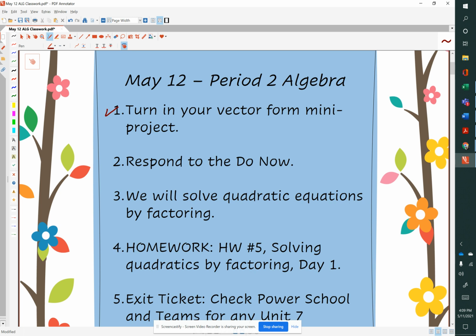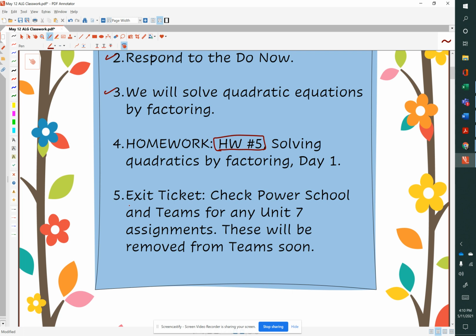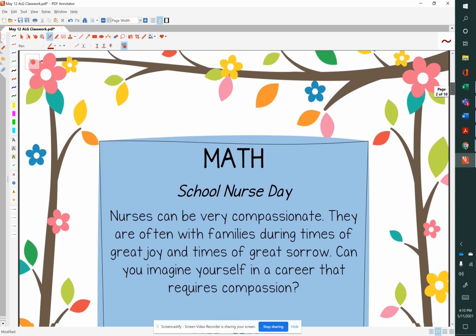Remember to turn in your vector form mini project. We have a do now that you need to respond to, and today we will solve quadratic equations by factoring. For homework, I want you to do homework number 5, solving quadratics by factoring, and we'll be doing this again the next time we meet. For your exit ticket today, I want you to check PowerSchool and Teams for any Unit 7 assignments because they will be removed from PowerSchool, and once they are, zeros will be entered. So let's get that work done.